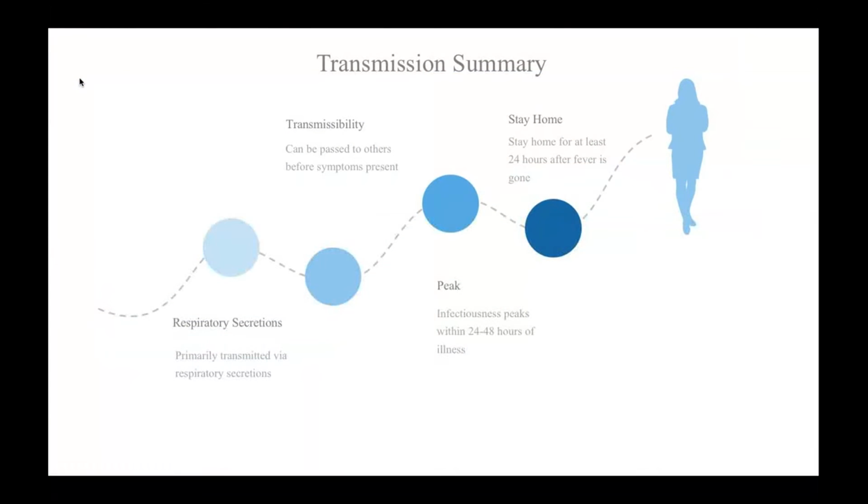In summary, influenza is primarily transmitted via respiratory secretions and can be transmitted to others before the development of symptoms. Infectiousness usually peaks within 24 to 48 hours of illness, and then it rapidly declines. And the CDC recommends that people with influenza stay home for at least 24 hours after the disappearance of their fever.